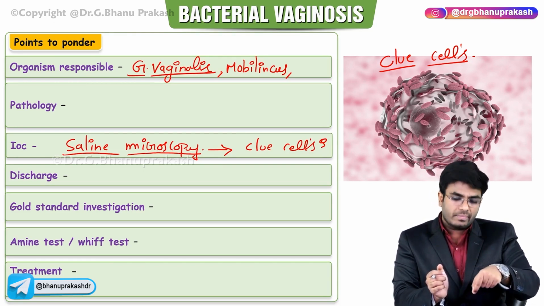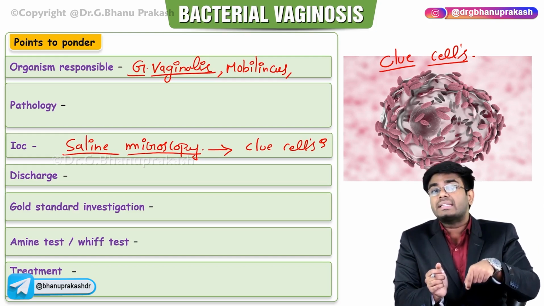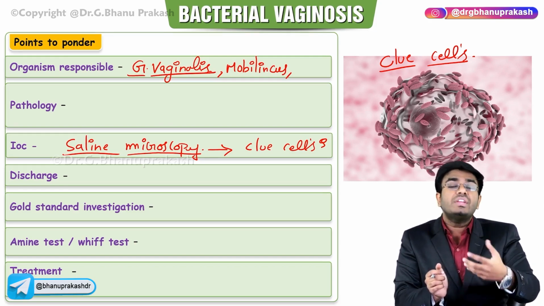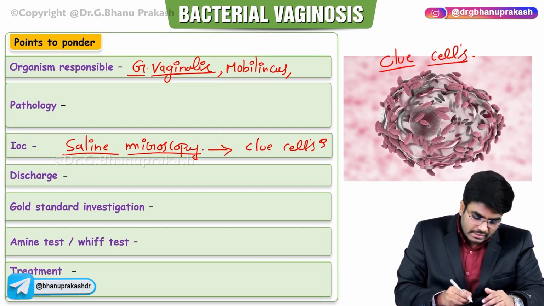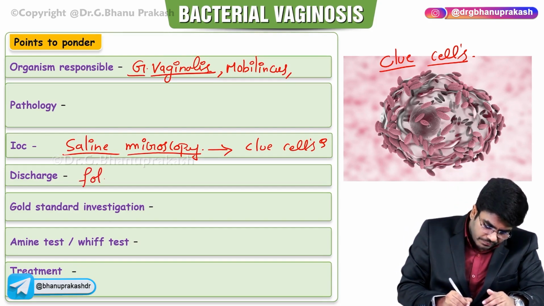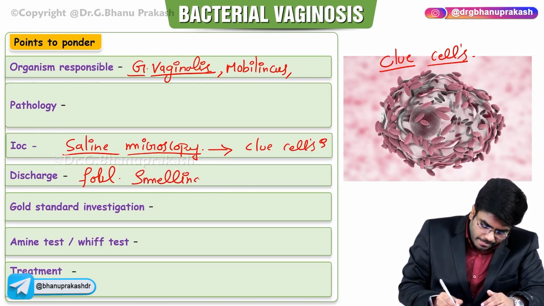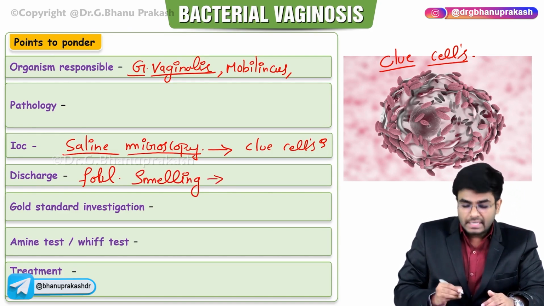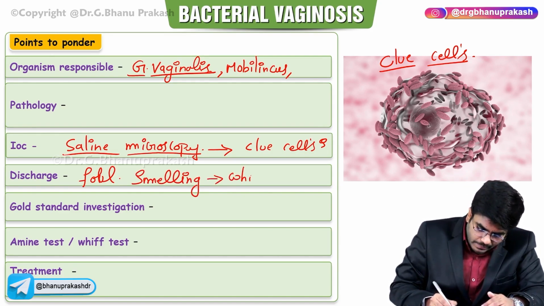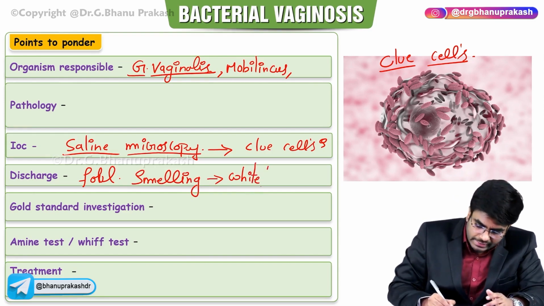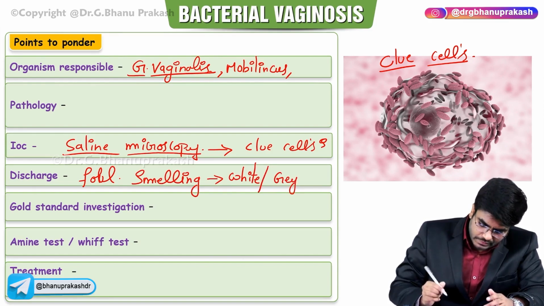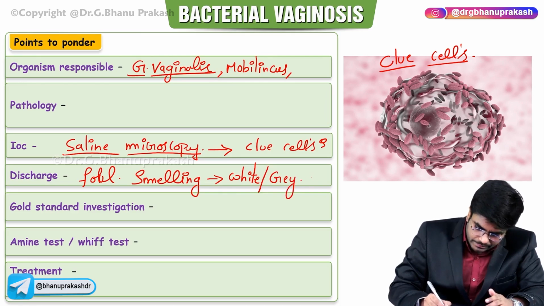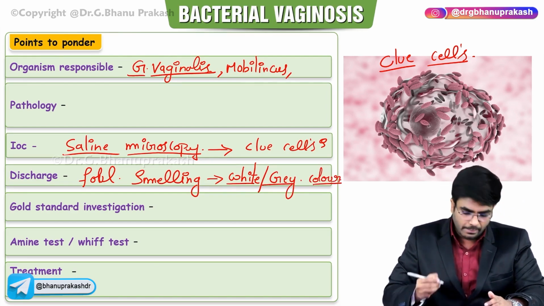If it is because of Gardnerella, that is, the condition is bacterial vaginosis, the discharge will have certain features and a certain consistency. So what is that? The discharge will be foul smelling. And what about the color of the discharge? The color is white, milky white. They used to say milky white or grey. So a grey or milky white discharge is seen with bacterial vaginosis.